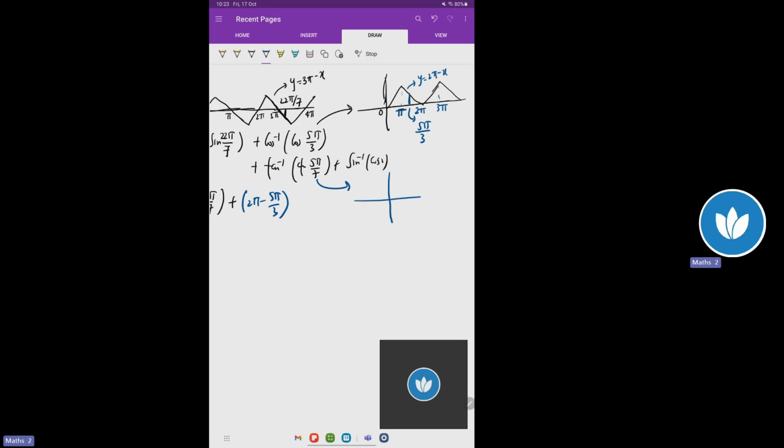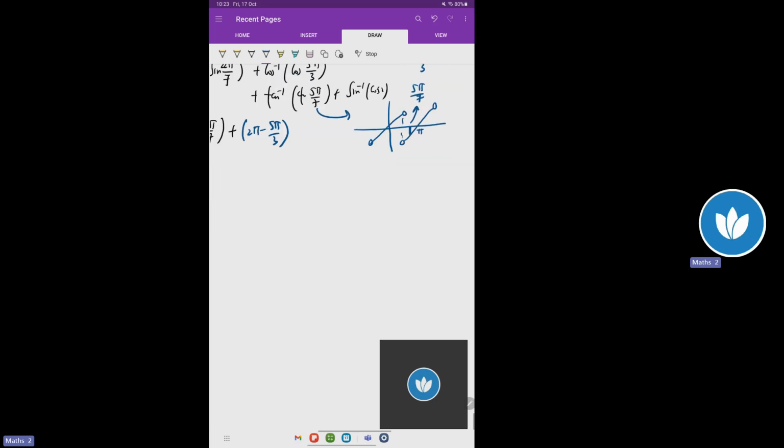Again, let's see the tan graph. Tan graph is something like this. Where is the 5 pi by 7? This is, I think, pi. So 5 pi by 7 is somewhere here. Okay. So we can write this. This is 5 pi by 7 minus pi actually. Because what is its equation? This is x minus number.